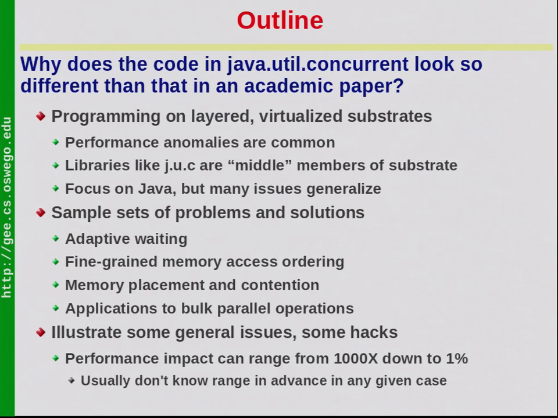So, question is, what's the difference between a concurrent algorithm and the stuff you see sitting in Java util concurrent that runs most of the concurrent parallel stuff on Java, Scala, Clojure, Habanero, lots of stuff. So this is a story about some of that.